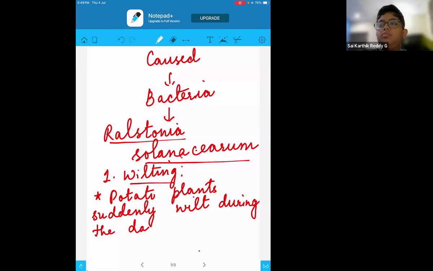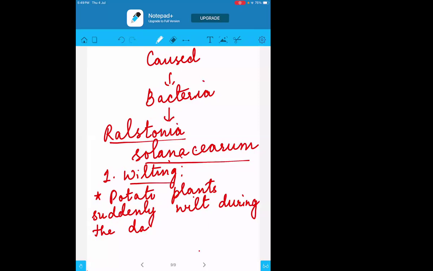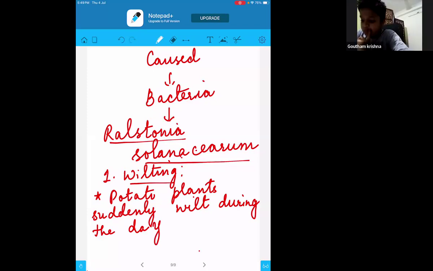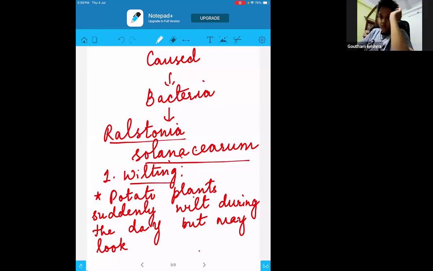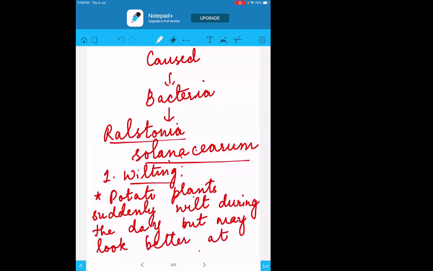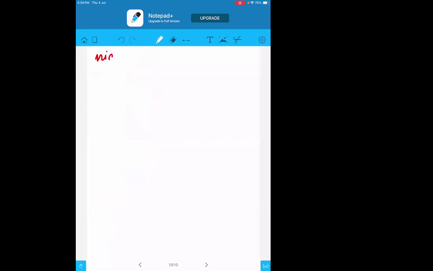Okay. So potato plants suddenly wilt during the daytime. During the daytime, since they do not have the water intake, they wilt. But in the night time they may look better, because in the daytime it is sunny, so they will not have the water, and because of that the leaf drooping will be there. But at night the weather is fine, so they may look better in the early stages.